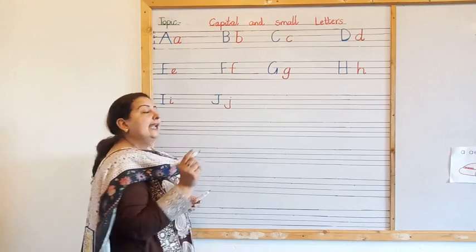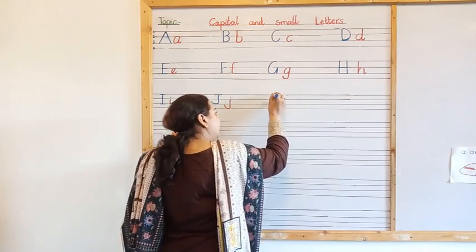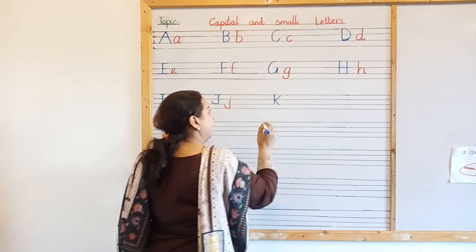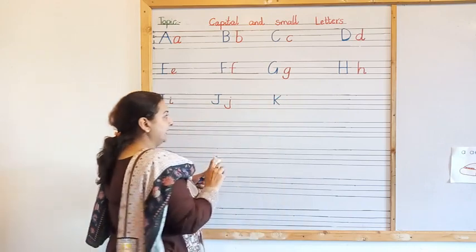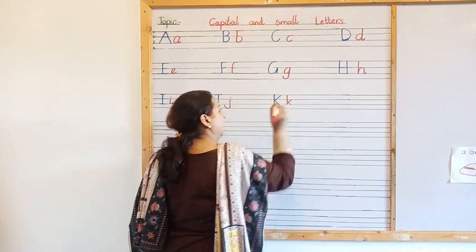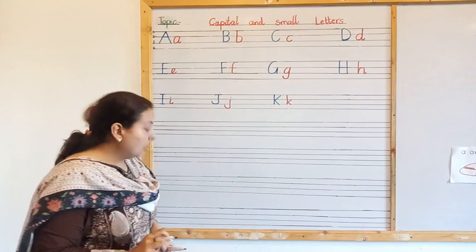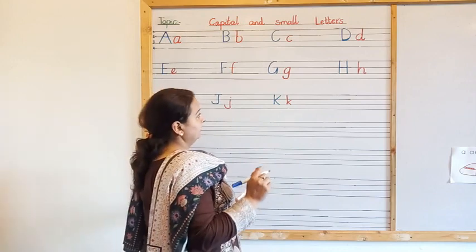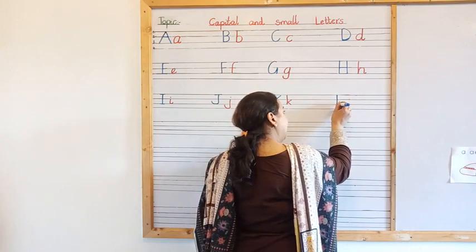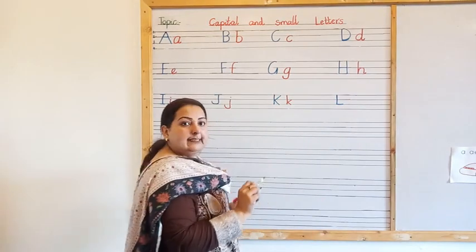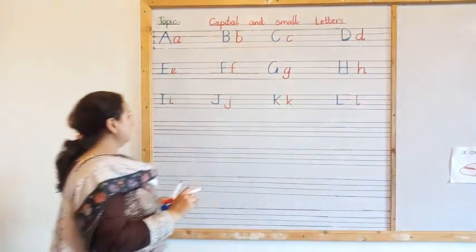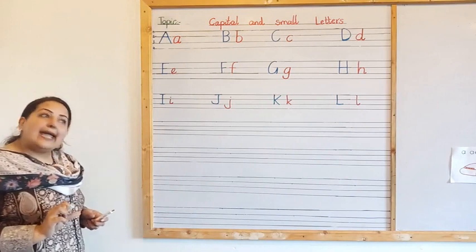What comes after J? K. In upper three lines, K, and in upper three lines again, small k. What comes after K? L. In upper three lines, capital, and in upper three lines, the small one also. What comes after L? M.